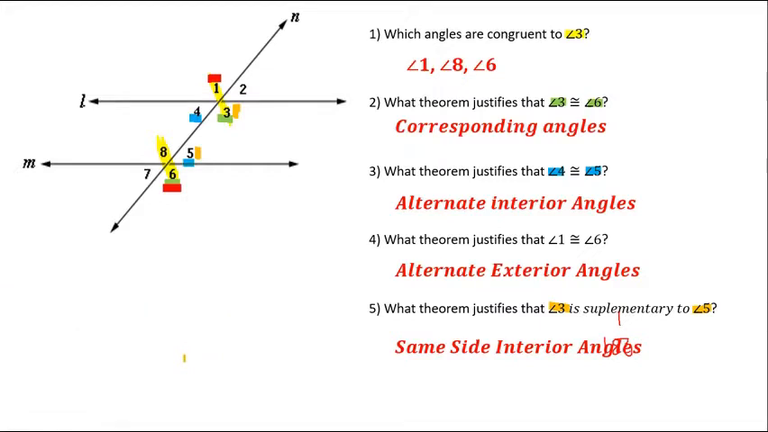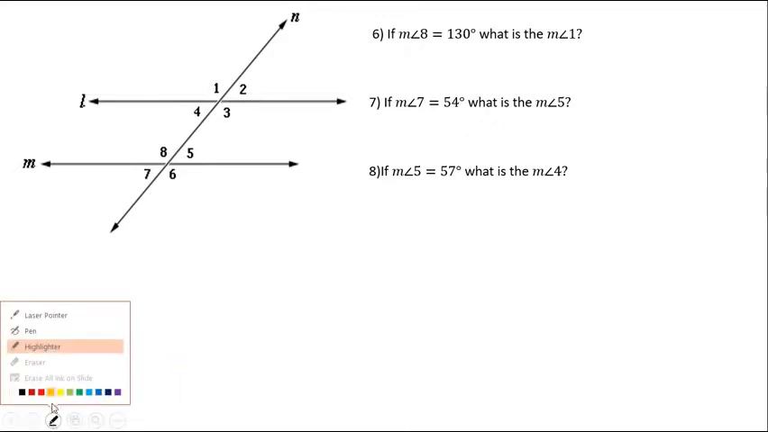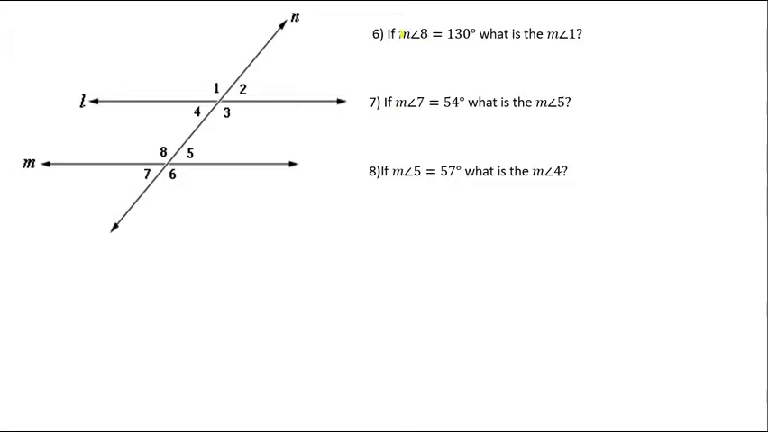Okay, so let's go on to the next questions. Example 6. So here it says, if angle 8 is 130, what is the measure of angle 1? So here we have 8 and then angle 1 right here. That means if 8's 130, so this is 130 degrees. Angle 1 is also going to be 130, since they're both congruent.